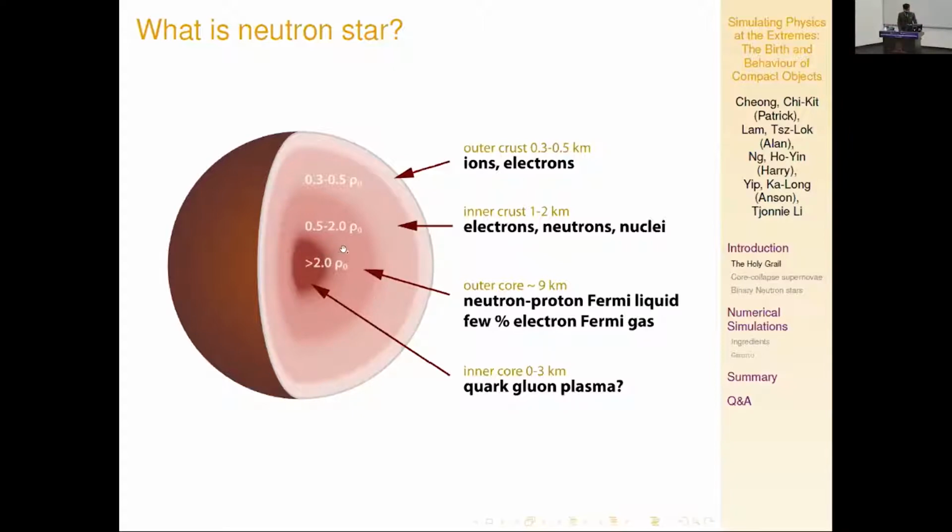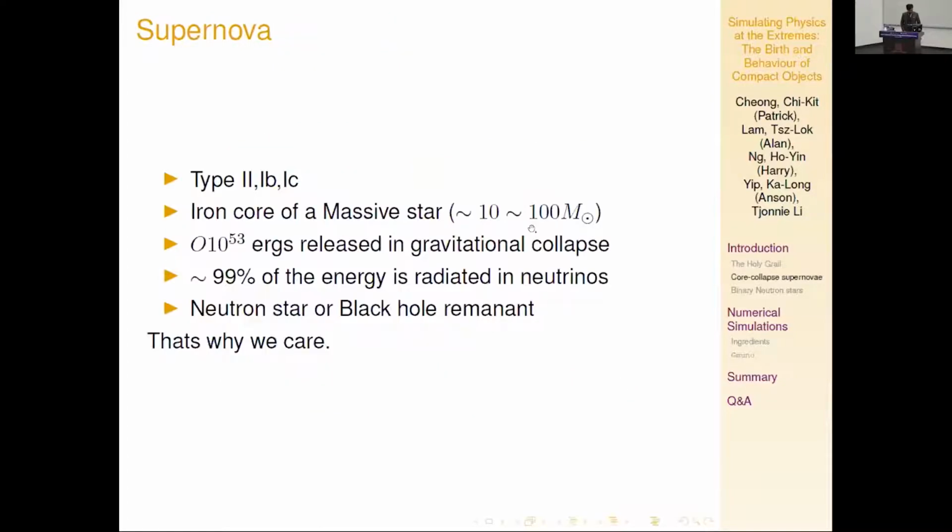So to understand the physics behind, to understand the equation of state at such extreme conditions, we may investigate in the following two ways. First, to study how the neutron star is made. A neutron star is often made by a core collapse supernova.